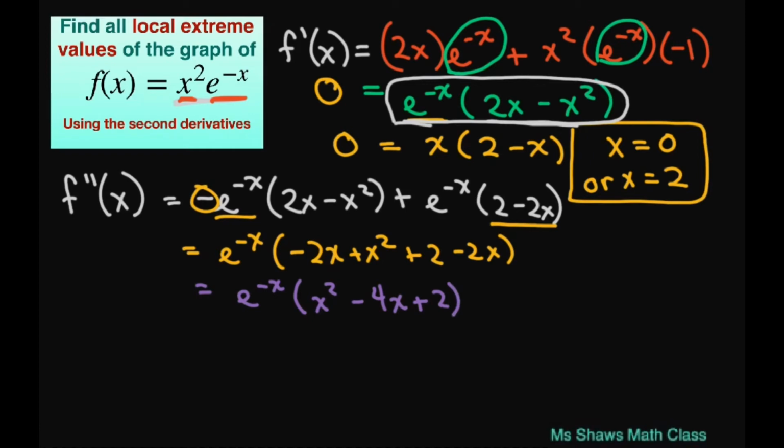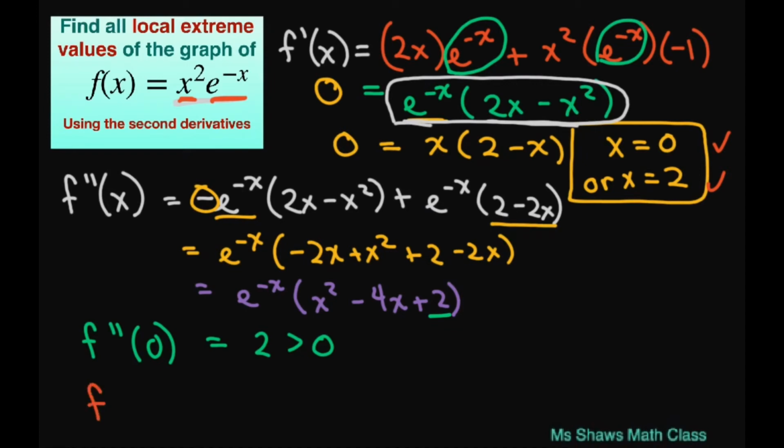All right. From there, we're looking at f double prime of 0. So when I substitute in 0 here, I'm going to get just 2. Now 2 is positive. So now I'm using these critical numbers here.